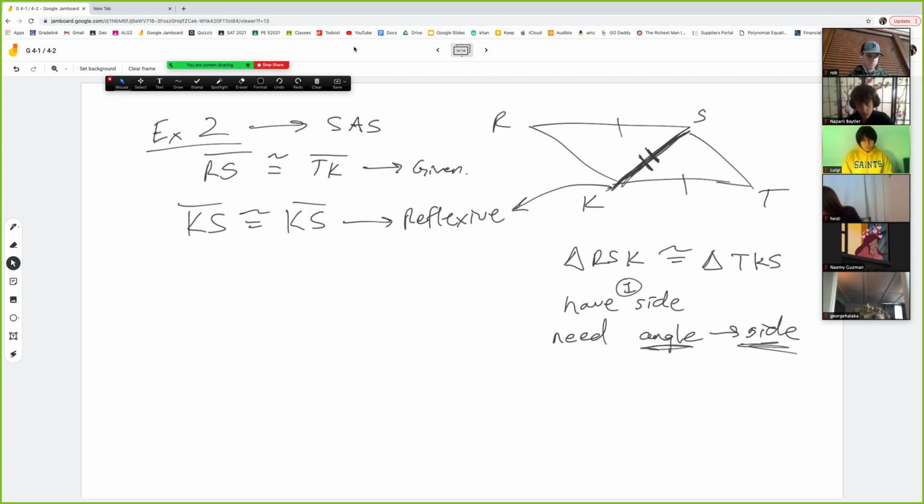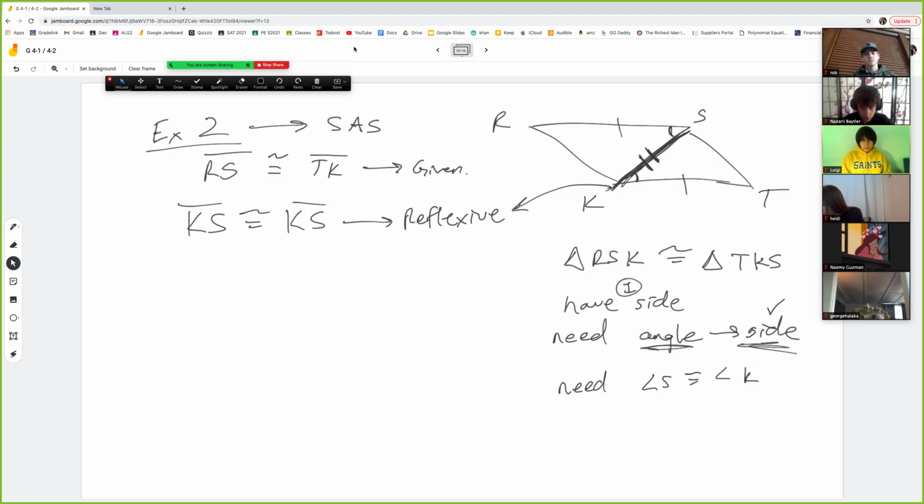So what we need is this angle and this angle. We need to say angle S, so we have a side. Now we need to say angle S is congruent to angle K. The question is, can we say that? Can we say angle S is congruent to angle K?